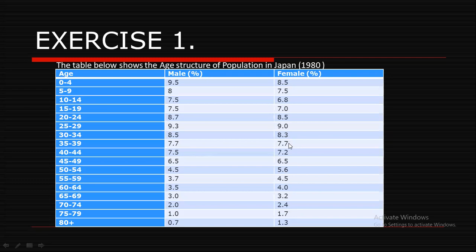The table below shows the age structure of population for Japan in 1980. Here, they are giving us the ages. These ages they have now grouped: 0 to 4, 5 to 9, up to 80. 80 plus means all the people who have more than 80 years fall within here.